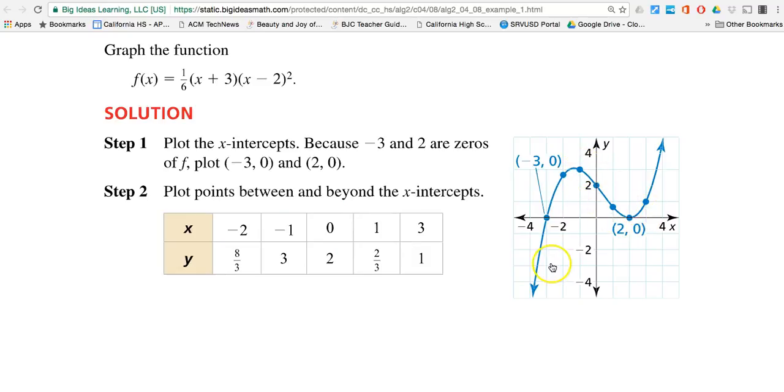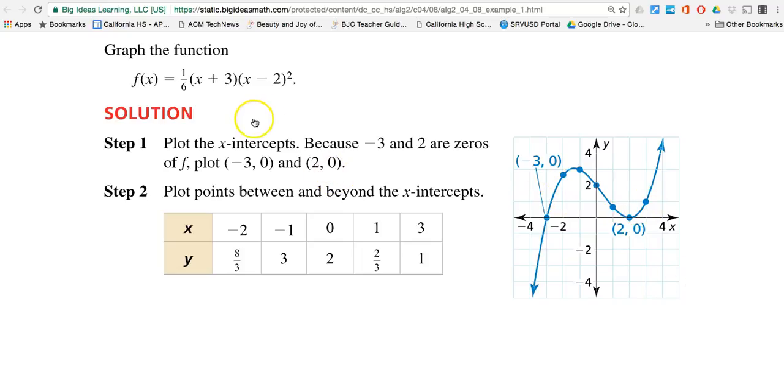Now, just by these points right here, you can get a rough idea of what happens. We know that 2 was a repeated solution. So remember, in class we talked about if we have a solution that's repeated an even number of times, our graph approaches that value and then just touches it and turns back around. If this was x minus 2 cubed, then this would go through the x-axis.